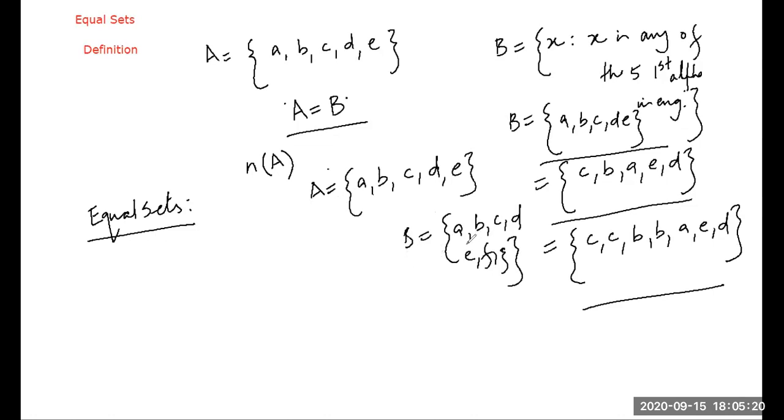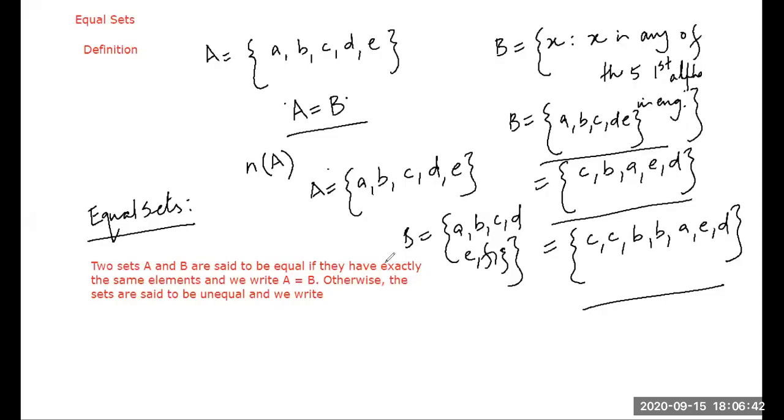But the reverse is not correct. All the elements of B are not the elements of A. So if you want to say it like this, I must say all the elements of A must be the elements of B and vice versa, meaning all the elements of B must be the elements of A. Either you say it like this, or there's a better way of defining equal sets. Tell me, Ishma. Two sets A and B are said to be equal if they have exactly the same elements and we write A is equal to B. Otherwise, the sets are said to be unequal and we write A is not equal to B.